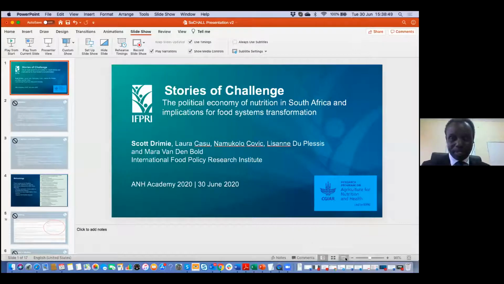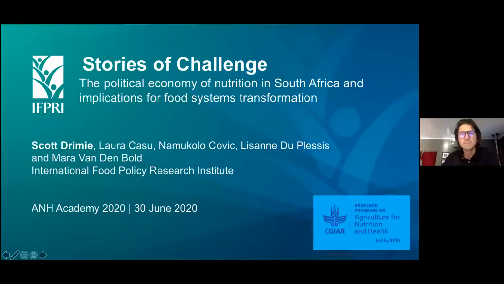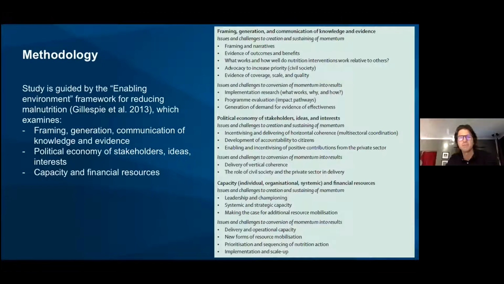So we're very much looking at the political economy of nutrition in South Africa, with the intention of understanding 25 years of policy making and looking to the future in terms of food system transformation. I'm not going to go into detail around our methods, that was in our slides, but we've been guided by the Enabling Environment Framework put forward by Stuart Gillespie et al. in 2013. So very much in terms of how issues have been framed, communicated, how decisions are articulated from Pretoria, and then disseminated downwards to the grassroots where the impact on people is most effectively made.